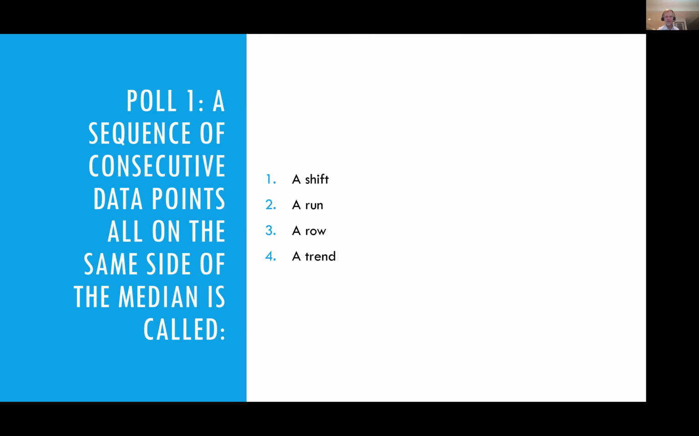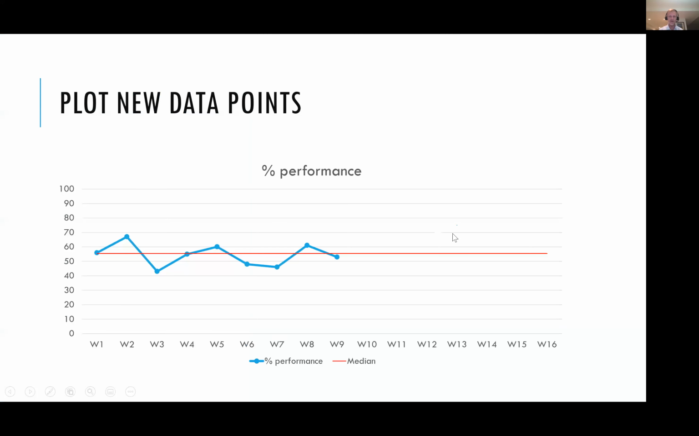So a sequence of consecutive points on the same side of the median is called a run. So we have a run of points on the median. And let's just look at this then. Sorry, how do I move forward now? Okay. So let's come back to this data. We're going to see what's happening.